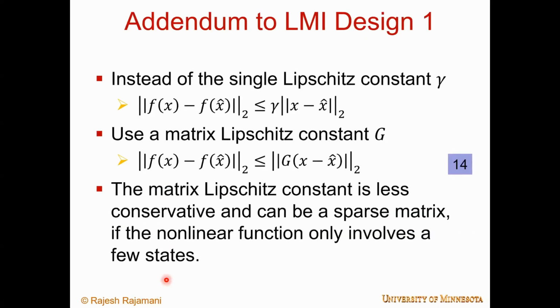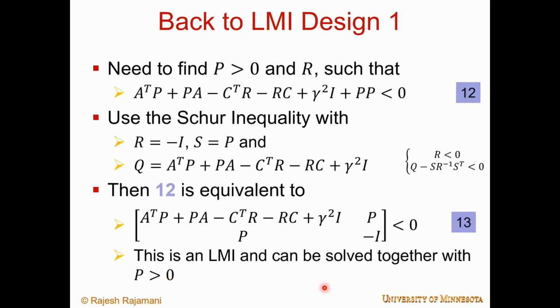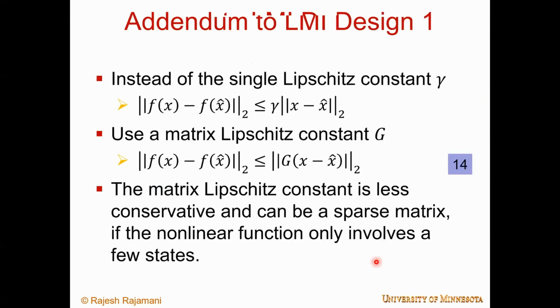Okay, so this can be solved using the same code that I just showed you. You can redefine your matrices, use the same code, and solve the LMI. So that's how you would do observer design for the specific nonlinear system that we considered. That design would give you the P and the L matrix, and with that L, your observer would be asymptotically stable.